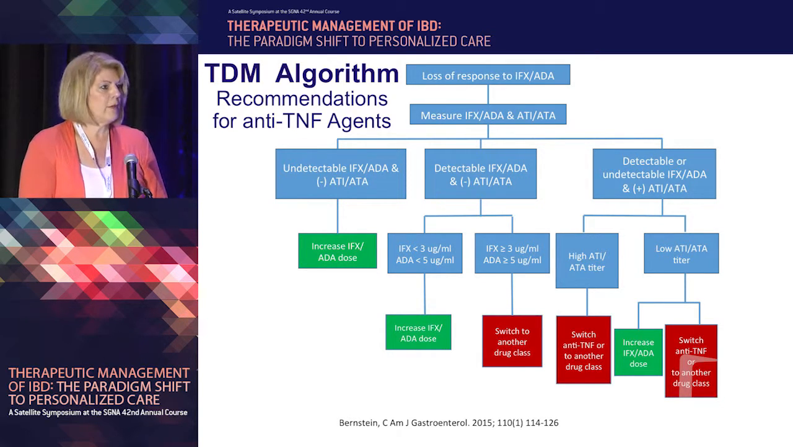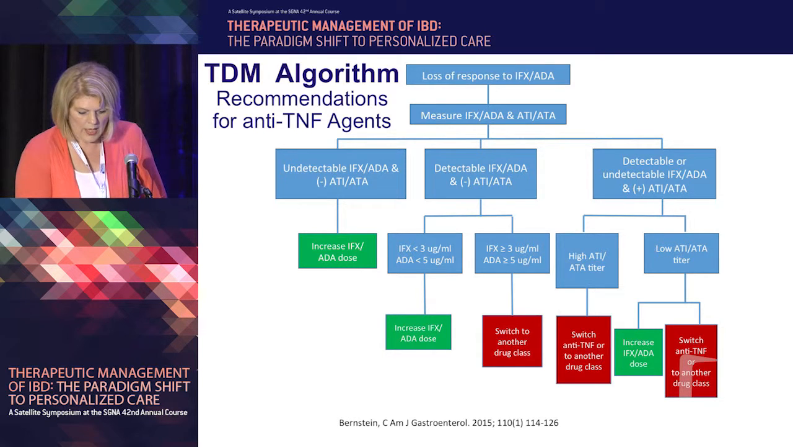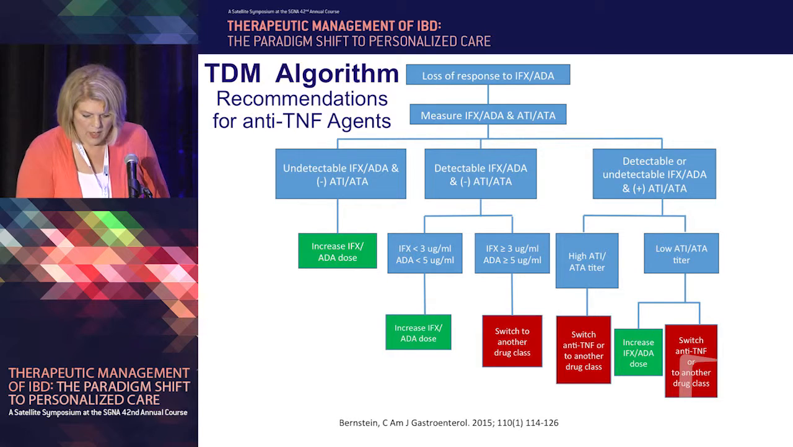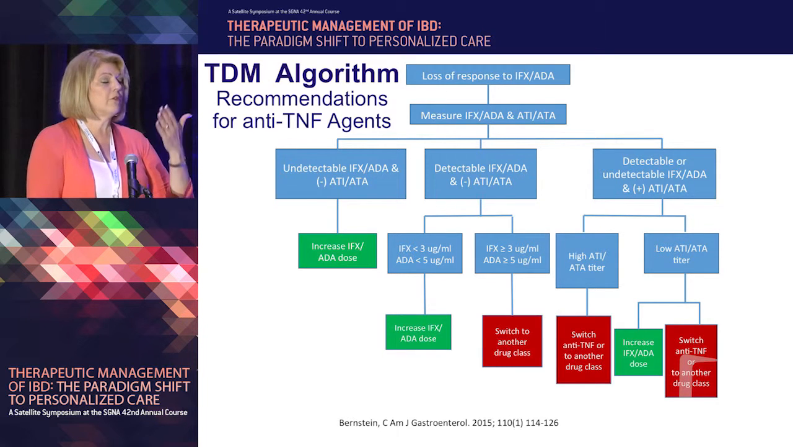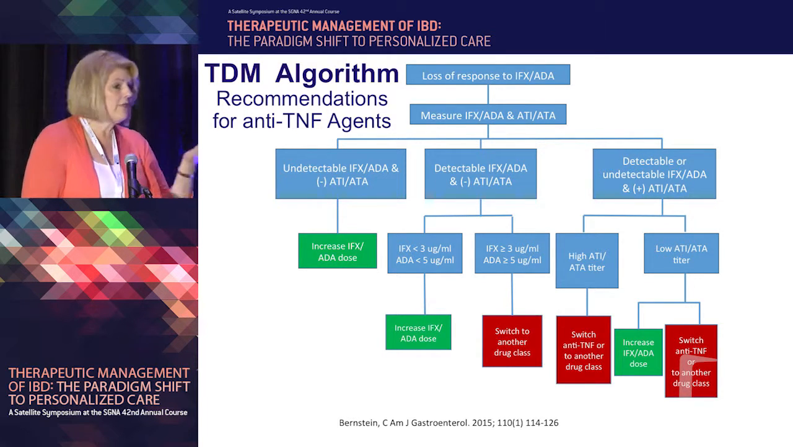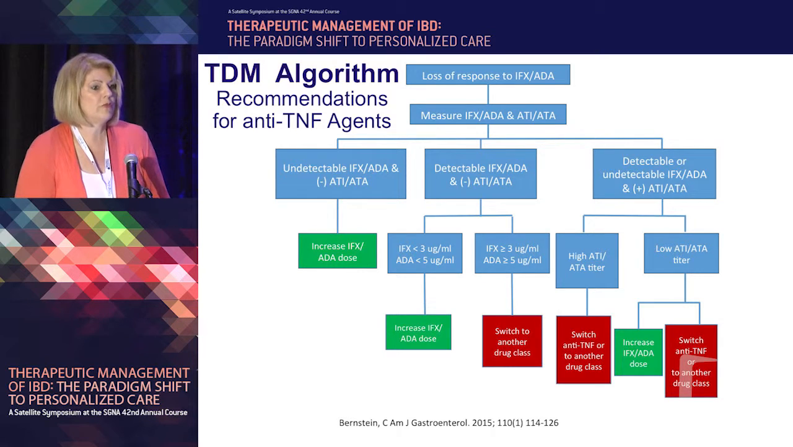Increase the infliximab and adalimumab dosage if they have detectable infliximab and adalimumab levels and negative antibodies. So you see on the diagram, you look at the infliximab and adalimumab levels, and if they are low, increase the doses. If on the other hand, you see the infliximab is high as well as the adalimumab, that's greater than the 5, this means they've already got an adequate dose on board and it's not working and they don't have antibodies, then we need to switch to another drug class.